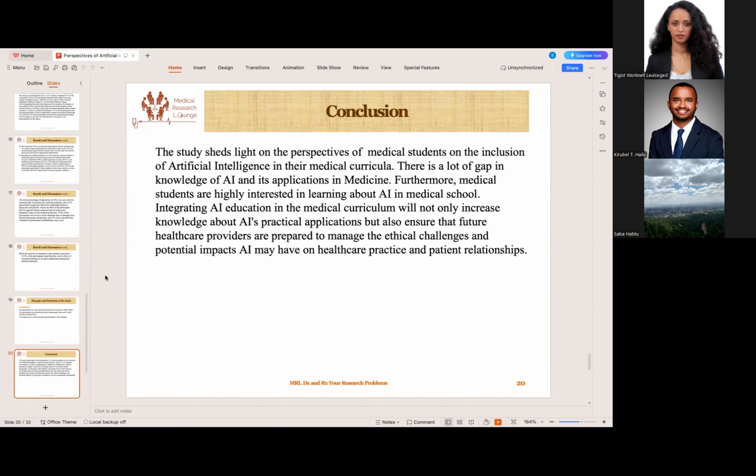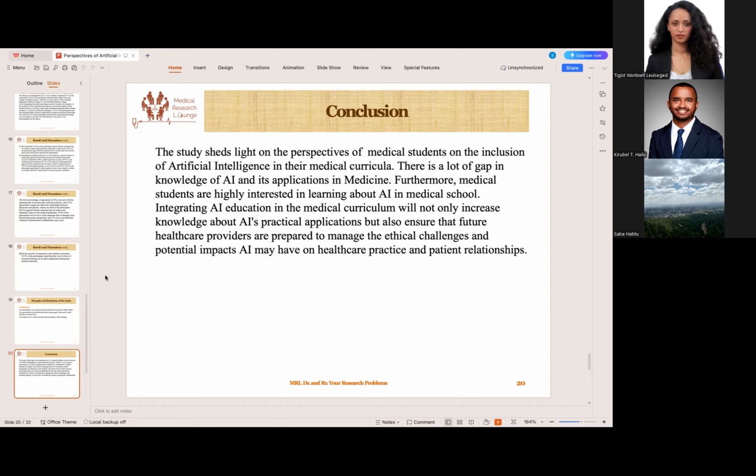In conclusion, with this study, we tried to shed light on the perspectives of medical students on the inclusion of artificial intelligence in their medical curricula. There was a lot of gap in the knowledge of AI and its applications in medicine. Furthermore, medical students were highly interested in learning about AI in medical school.